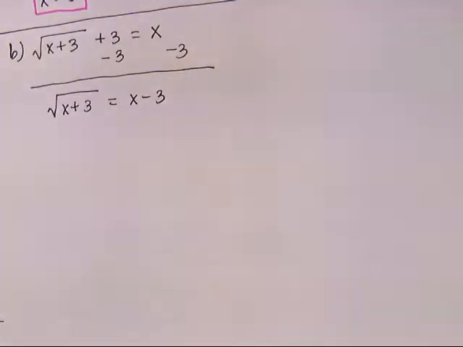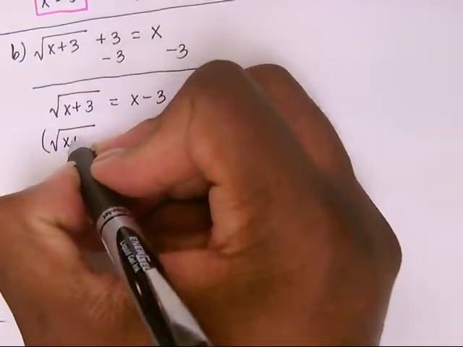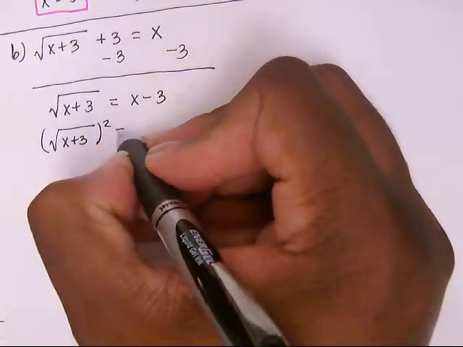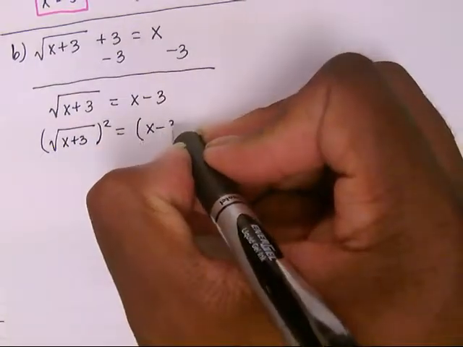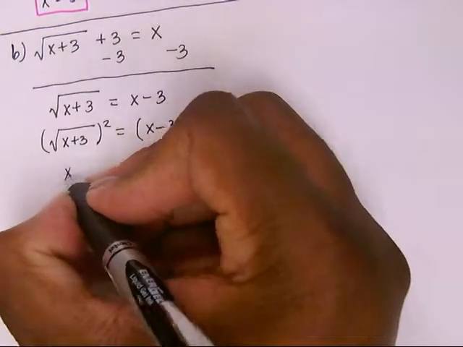And now, since it's a square root, the opposite of the square root would be to take the square on both sides, because that's what's going to help eliminate that radical. Now the square root of x plus 3, and you turn around and square it, you'll get x plus 3.